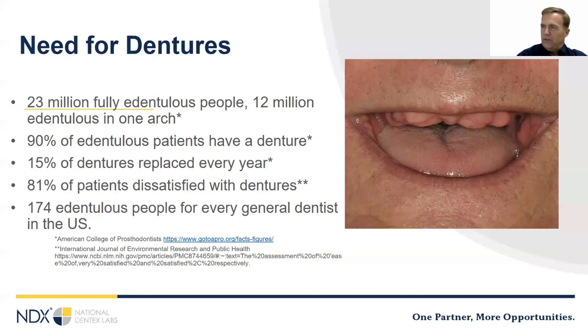81% of patients are dissatisfied with their dentures, meaning that as denture patients come into your practice, you can assume that the majority of them would be served and would actually like a new denture. Like we'll talk about in a minute, I think it's economic reasons that prevent us from serving this population. But on average, if you work out the numbers, there's about 174 edentulous people for every general dentist in the United States. So statistically, you have quite a few of these patients in your practice footprint, I guess you could say.